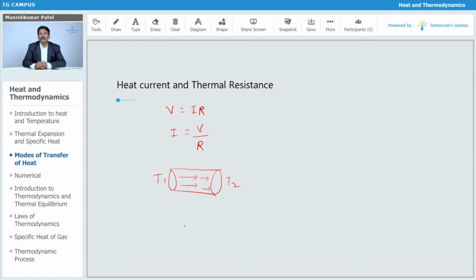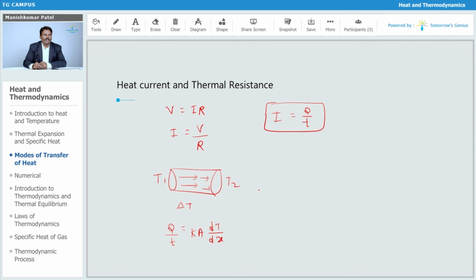The heat will flow mainly because of the difference in temperature at the two ends. So this delta T is responsible for the flow of heat, and we have seen that Q upon t is K A dT upon dx. So this dT is equivalent to the voltage. Now this Q upon t, the rate of flow of heat, is nothing but I. So this is similar to your I.